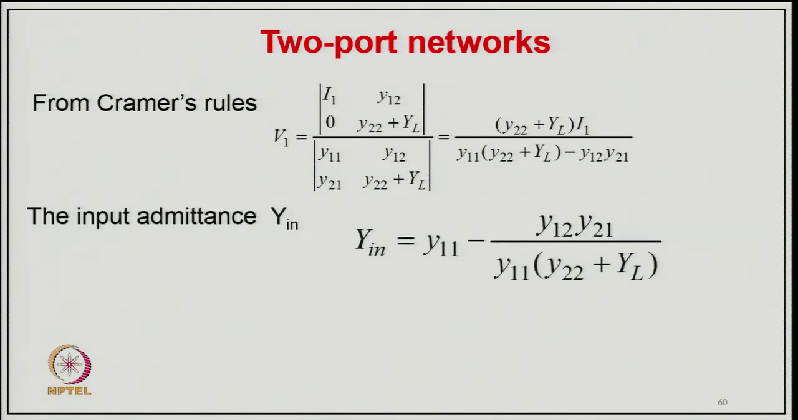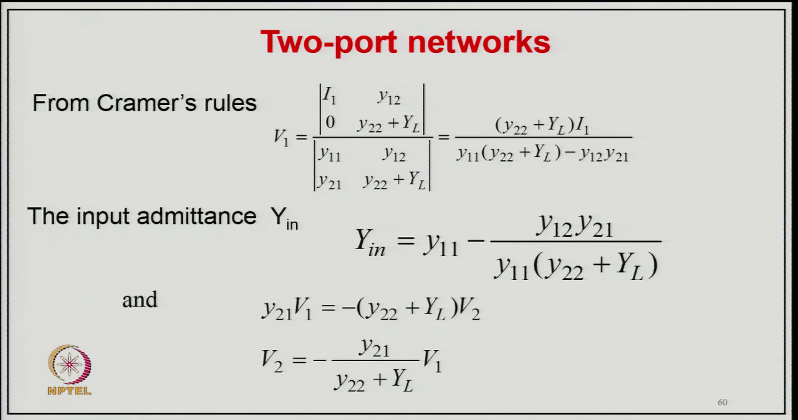Then from this we can define the input admittance Y1, that is I1 upon V1. That comes equal to Y11 minus Y12 Y21 divided by bracket Y22 plus YL. And from the second equation for the port, Y21 V1 equals minus Y22 plus YL into V2, from which we have the relation V2 equals minus Y21 V1 divided by Y22 plus YL, and from which we can get the value of V2.